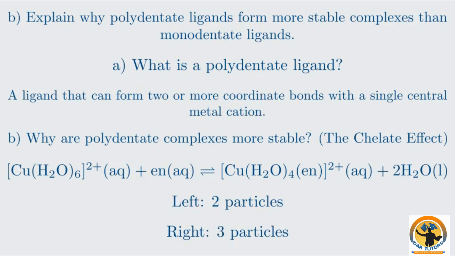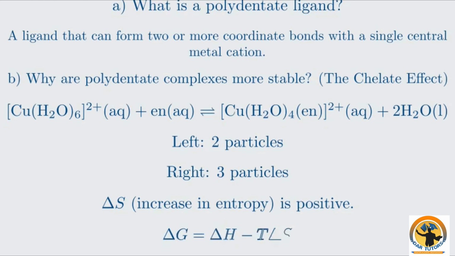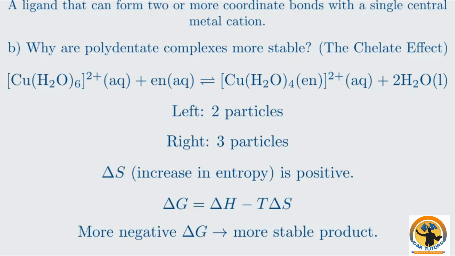On the left side of the equation, we have 2 particles. On the right side, we have 3 particles. The number of independent particles in the system has increased. An increase in the number of particles leads to an increase in the entropy or disorder of the system. An increase in entropy is thermodynamically favorable. Because the change in entropy, ΔS, is positive, the value of the Gibbs free energy change, ΔG, becomes more negative, making the reaction spontaneous and the chelate complex more stable.